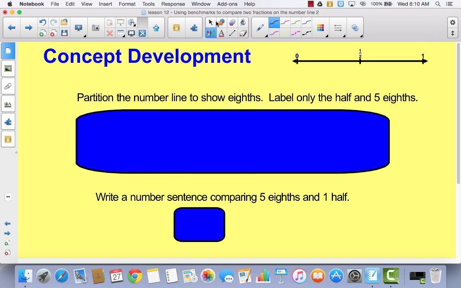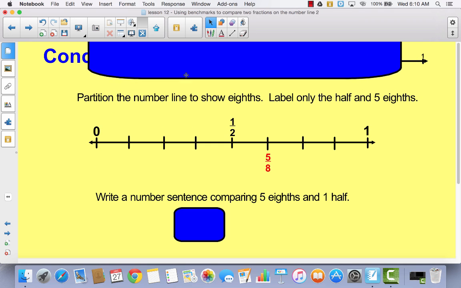So using one of the number lines that you have on your practice sheet, I want you to partition the number line to show eighths. But we're only going to label the 1/2 and 5 eighths. So what you're going to do is divide this number line from 0 to 1 into 8 parts. So it's just like you would do a tape diagram.